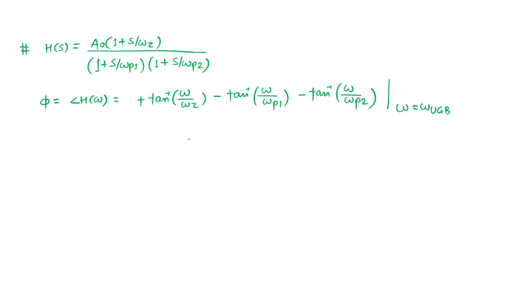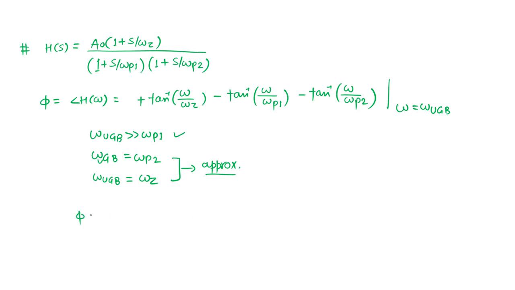So now let me take a few approximations. One is the expected value that omega UGB is much higher than the first pole, which I call the dominant pole. Second, I want omega UGB equal to omega p2 for the time being, and I also want omega UGB equal to omega z. These are two approximations for the time being, but this is a more practical thing. We always design for this. So what will happen in that case?